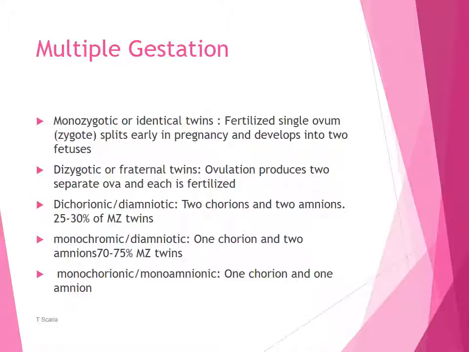Dichorionic and diamniotic, they have two chorions and two amnions. 25 to 30% of monozygotic twins will have dichorionic and diamniotic sacs. And monochorionic diamniotic is the presence of one chorion and two amnions. That occurs in 70 to 75% of monozygotic twins. And monochorionic, monoamniotic has only one chorion and one amnion.